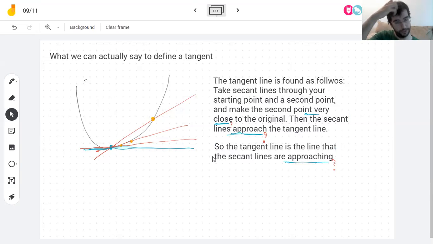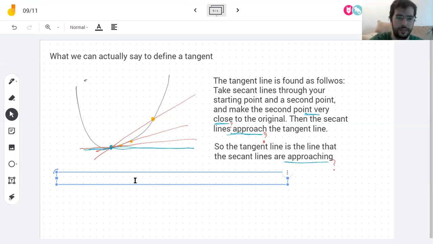So what is very close, or is it something like infinitely close? If I'm trying to say infinitely close, what is infinitely close? And what does it mean for a line to approach another, or what does it mean for the slope to approach, for a number to approach another number? So calculus is how we answer those questions. This is called the limit.